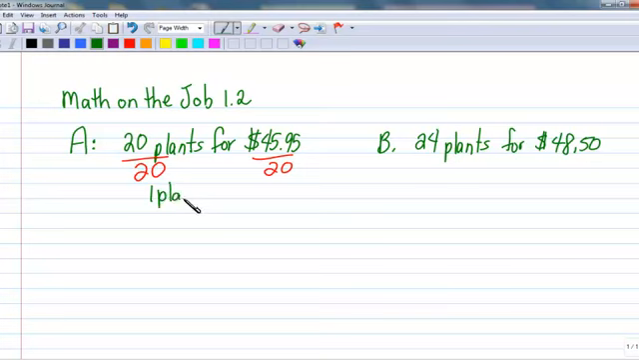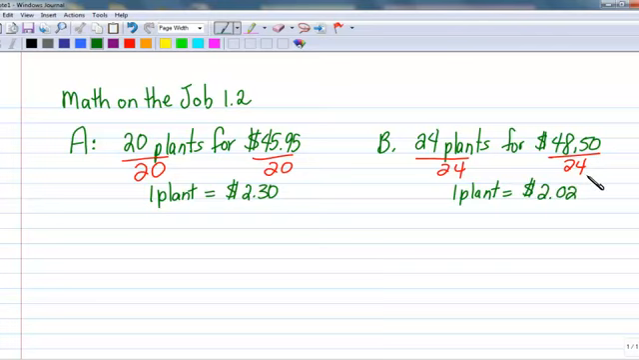One plant costs $2.30. For Company B, they sell 24 plants, so we're going to divide by 24. One plant costs $2.02.